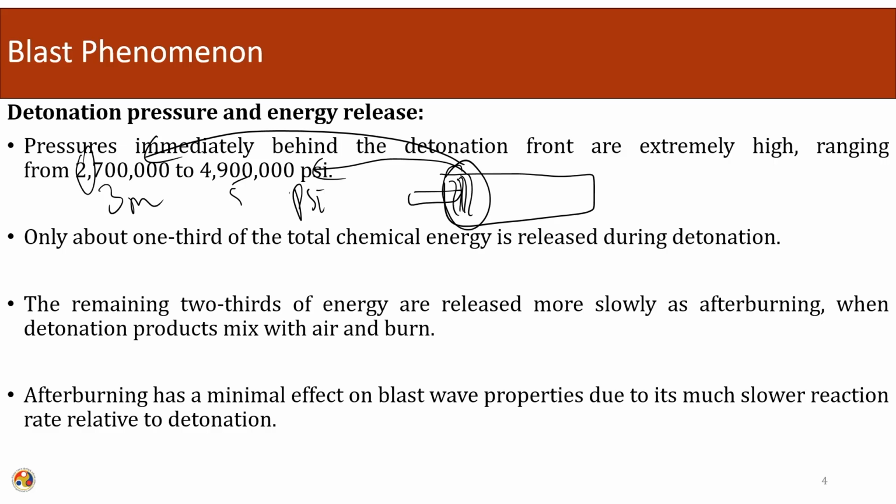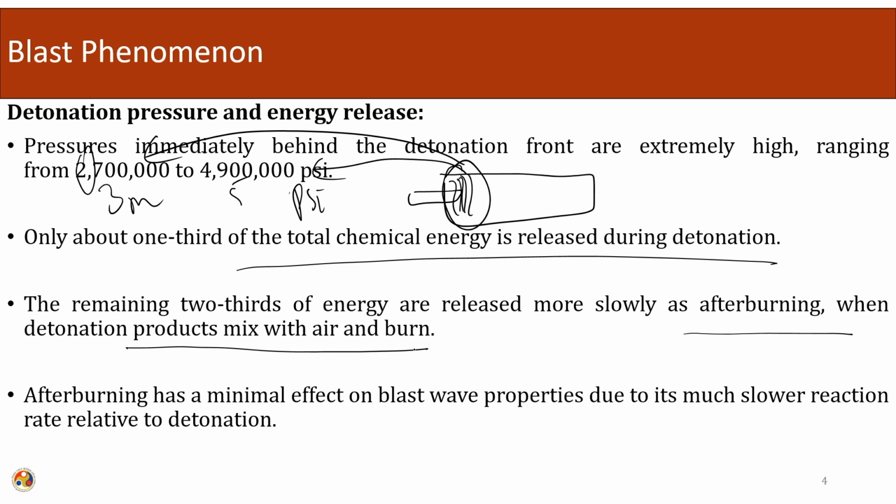Only about 1/3 of the total chemical energy is released during detonation. The remaining 2/3 of the energy is released more slowly after burning, when detonation products mix with air and burn. The after burning has a minimal effect on blast wave properties due to its much slower reaction rate relative to the detonation.